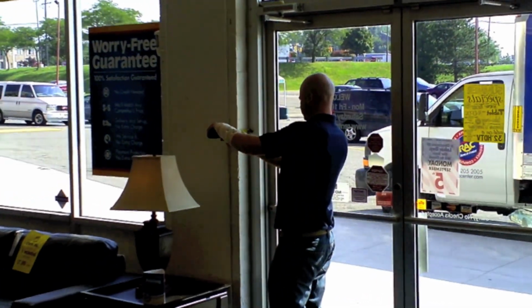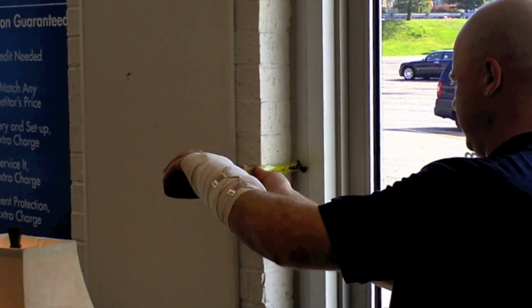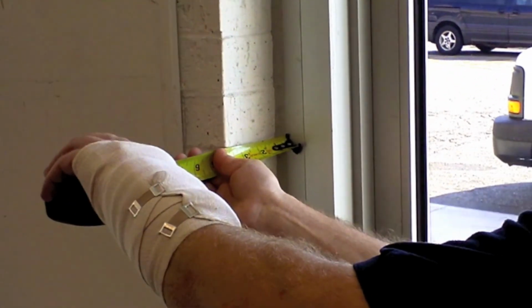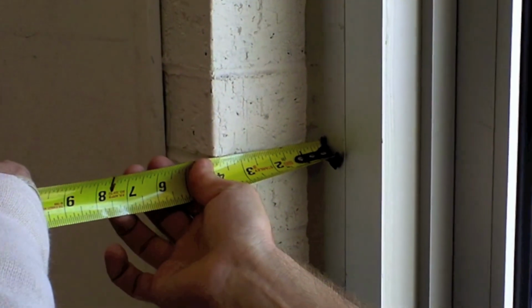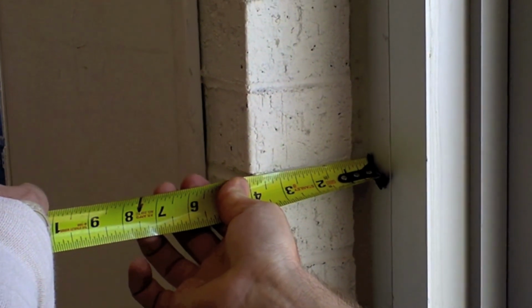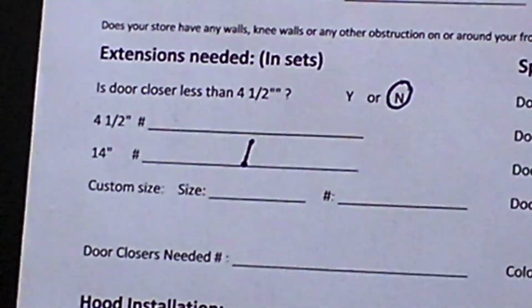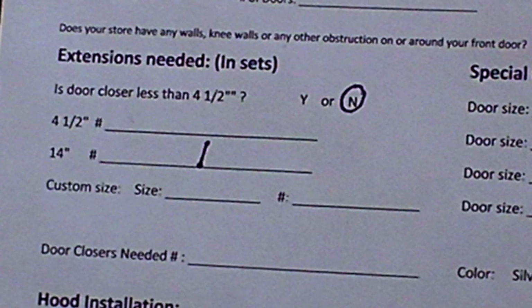As you can see here, Fred does have a wall in his store. This brick wall is an obstruction that we will have to deal with using our extension jambs. He's measuring to see if it is going to be in the way. The answer to this question is yes. So for this store, you will mark a 1 under the line used for a 14-inch extension.